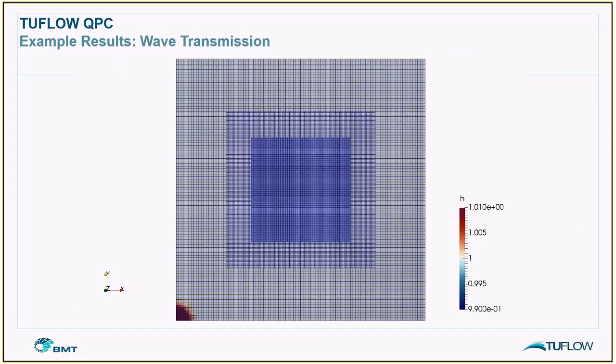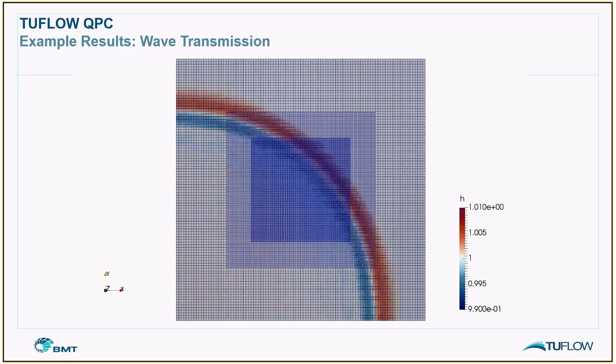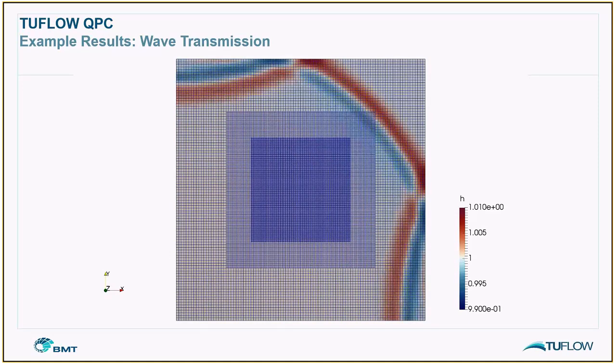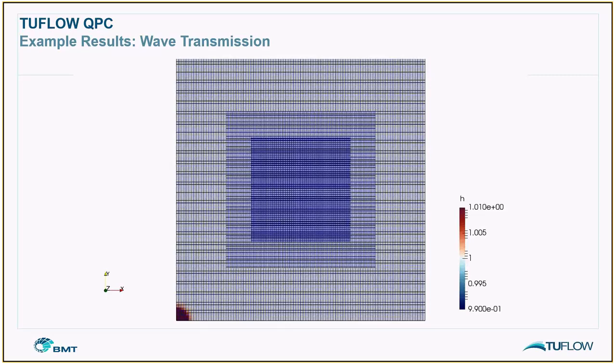Another example is wave transmission on a flat surface. In this case, we have 3 levels of Quadtree refinement with the highest resolution in the center of the square domain. We can see the depth as it passes through the varying grids of different sizes, and there's no lag effects as momentum and mass is conserved across the internal boundaries.